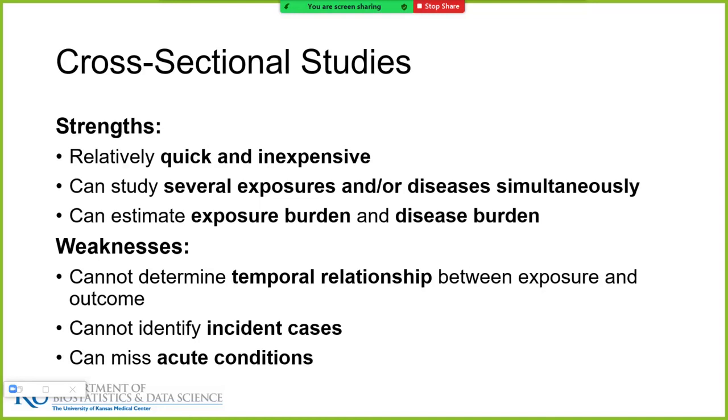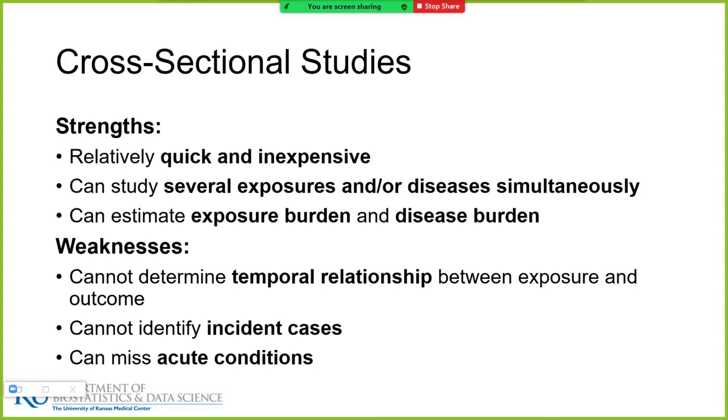So these registries, for instance, that collect data on different patient populations allow us to perform these really important cross-sectional studies to generate hypotheses. They do have their weaknesses because they can't establish timing between exposures and outcomes necessarily.